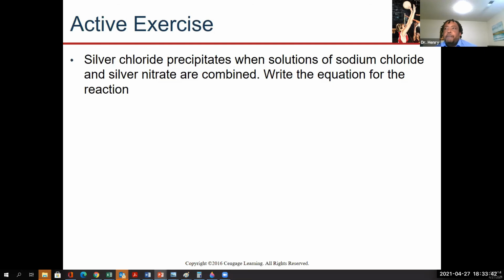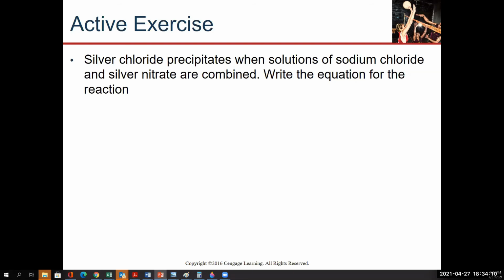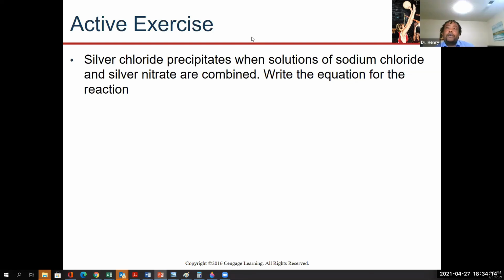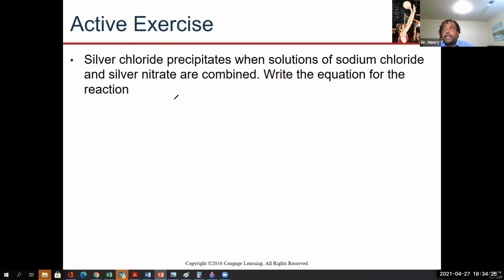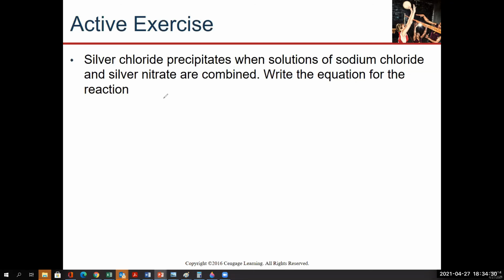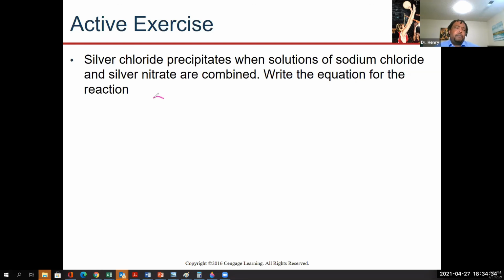Okay, so we have silver chloride precipitates when solutions of sodium chloride and silver nitrate are combined. Write the chemical equation for the reaction. What am I going to do? What are my reactants? What are my products? Let me reread the question for you. It says silver chloride precipitates. Sodium chloride and silver nitrate are going to be my reactants. Anytime you see the word precipitate, it basically means they come together to form a solid.